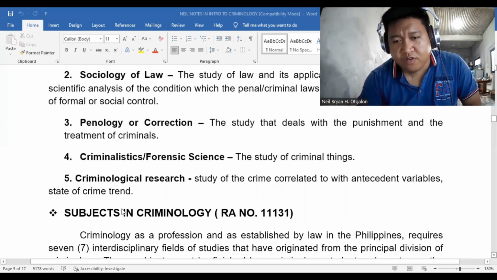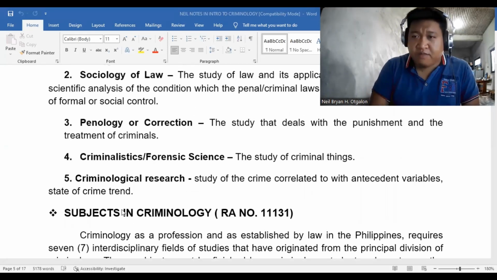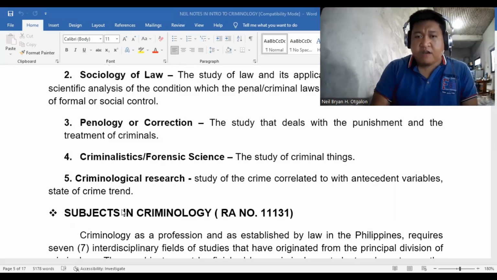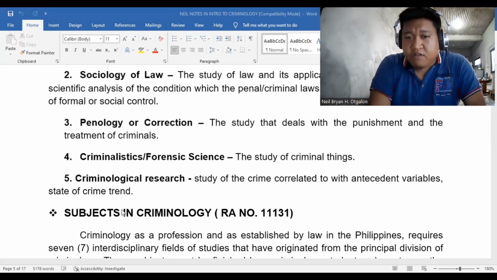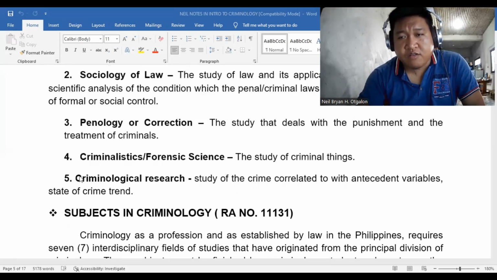Then also, of course, one of the most important na you cannot just say something or explain something or give your idea without the conduct of a criminological research. Kaya nga, ang isang subject ninyo in criminology is to conduct your studies through thesis. Okay? So do not forget that.